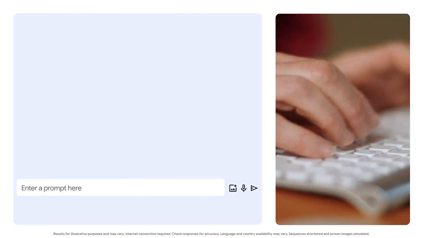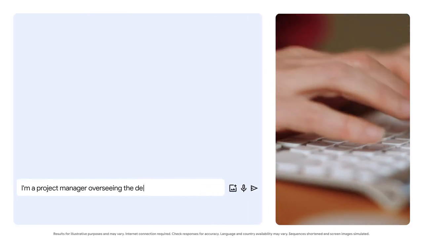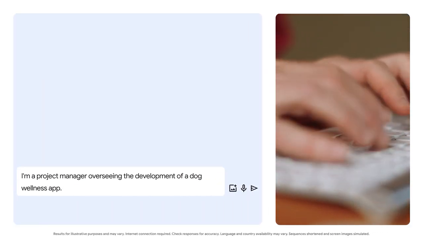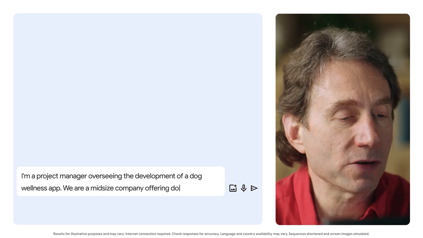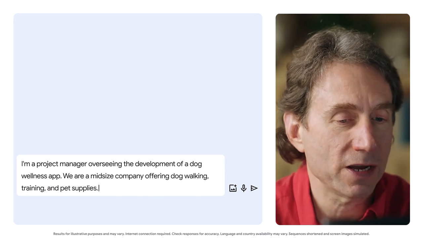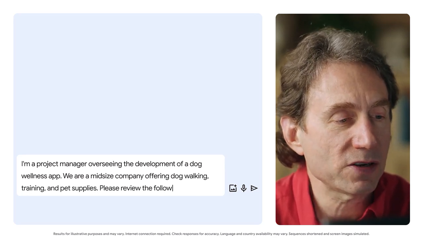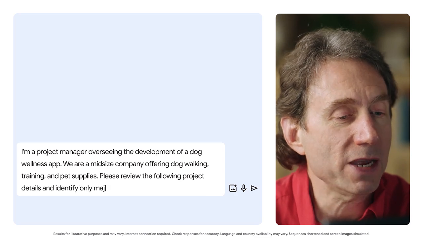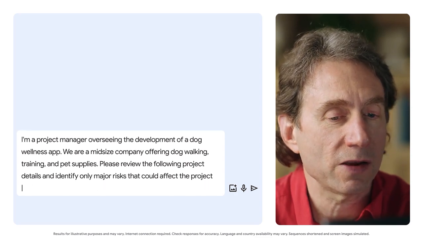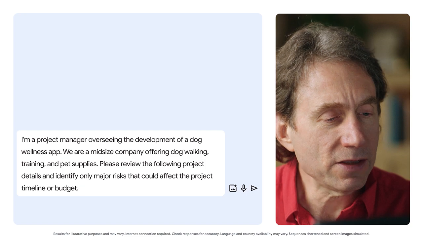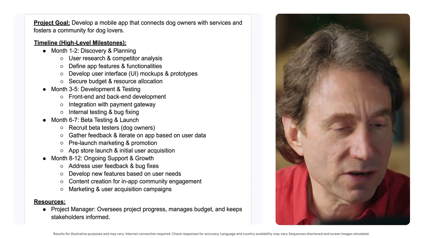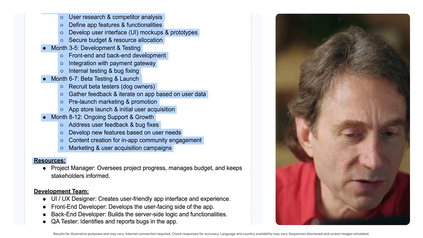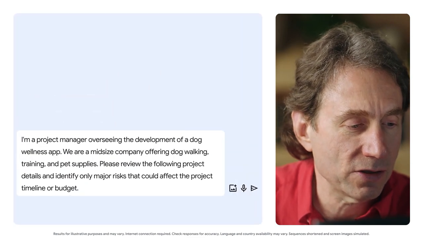Let's try entering a prompt like this. I'm a project manager overseeing the development of a dog wellness app. We are a mid-sized company offering dog walking, training, and pet supplies. Please review the following project details and identify only major risks that could affect the project timeline or budget. Now let's give lots of context about our project. We could copy and paste information from a project charter like this.